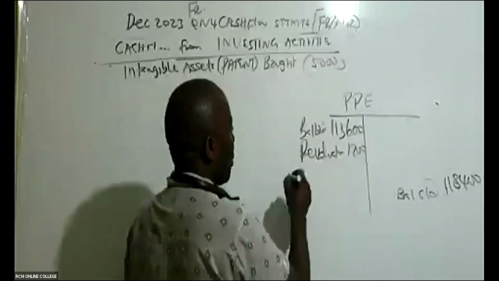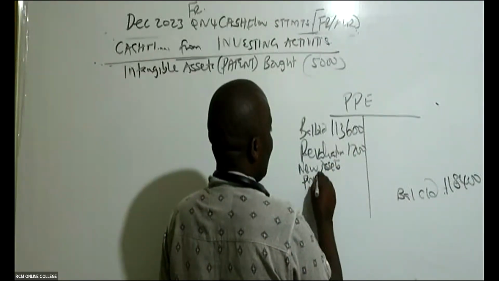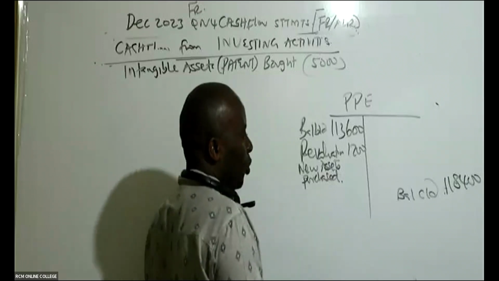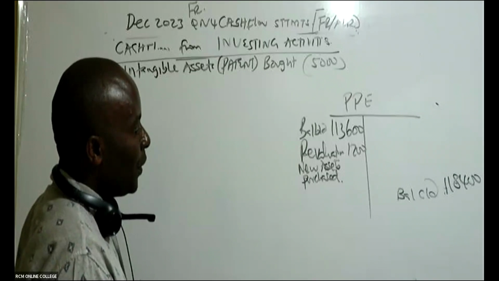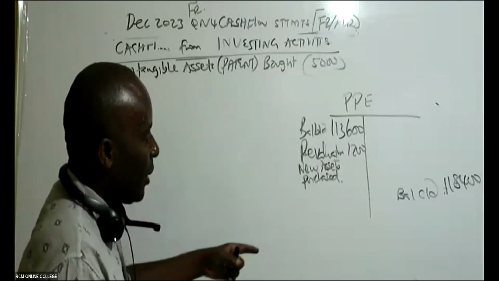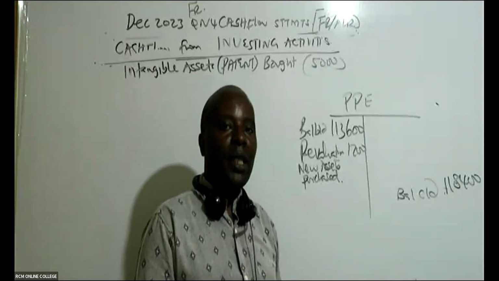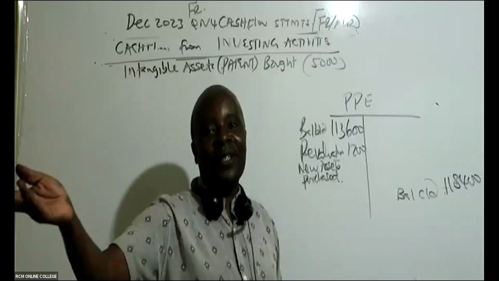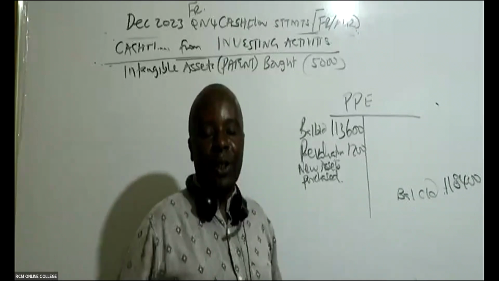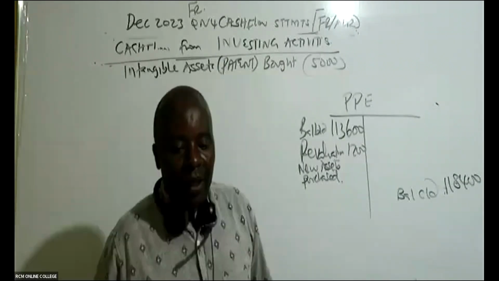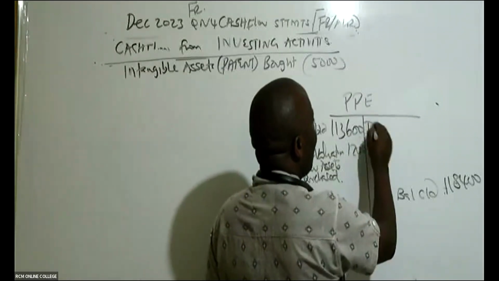And then perhaps we purchased new assets, which they haven't told us. They haven't told us how much the new assets purchased were worth. This is what they would want us to calculate. This is their abracadabra. Now, what makes the PPE value go down? Depreciation. And if you sell PPE items, in the question there is nowhere they told us that we sold. So the only thing we can account for here is depreciation.